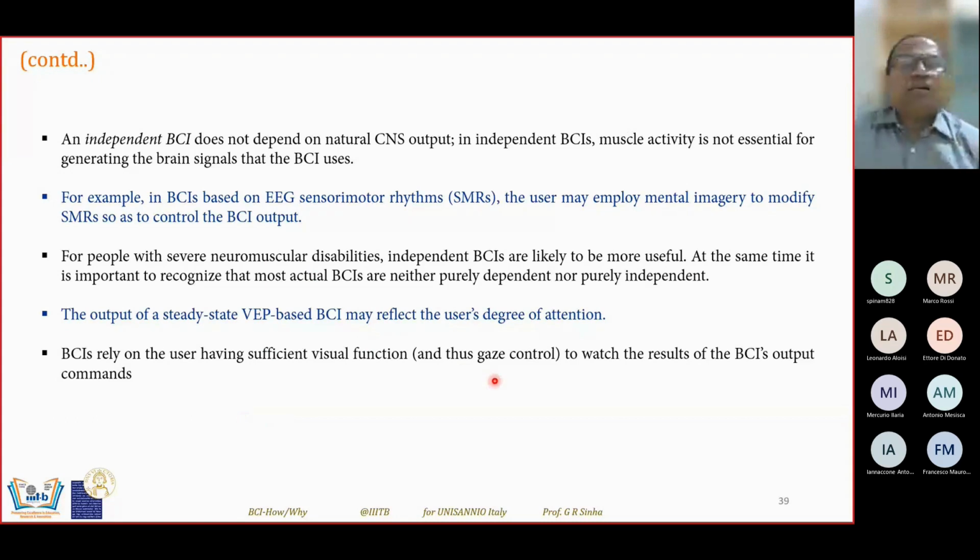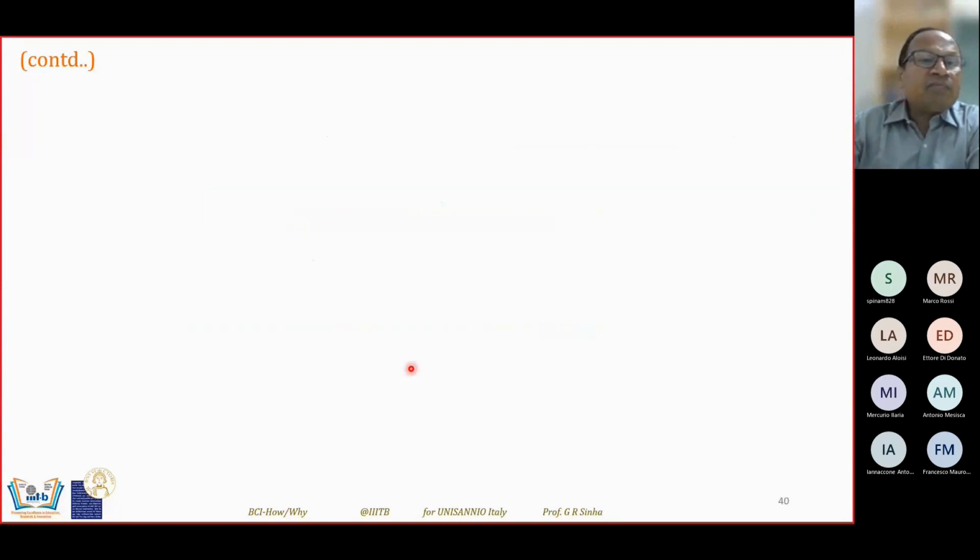Why am I reading all these statements? Because all these statements carry some meaning, they're all important. So I just don't want to write the bullet points and explain, and I don't want to lose some important statement related to BCI. Therefore, I have copied all these lines. BCIs rely on the user having sufficient visual function.